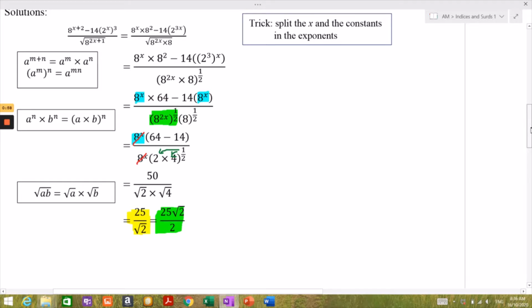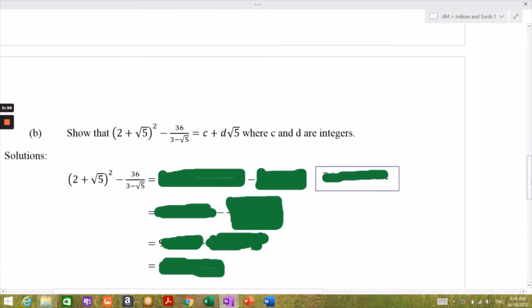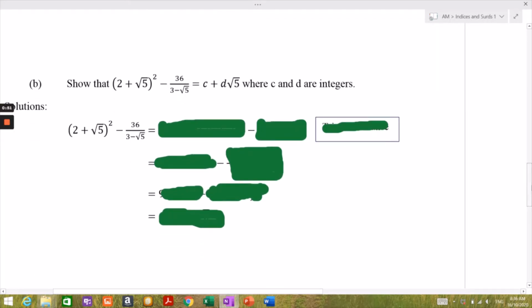That's for part A. We deal with primarily indices properties. Part B, on the other hand, deals with surds. So just do the usual expansion. 2 plus root 5 squared is just the usual a plus b squared, so do a squared plus 2ab plus b squared.